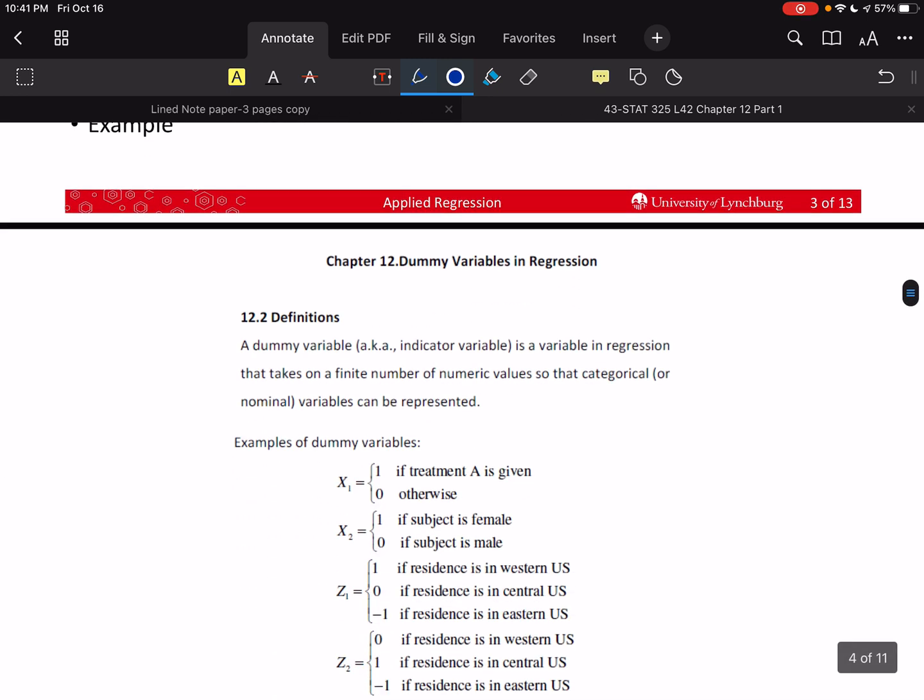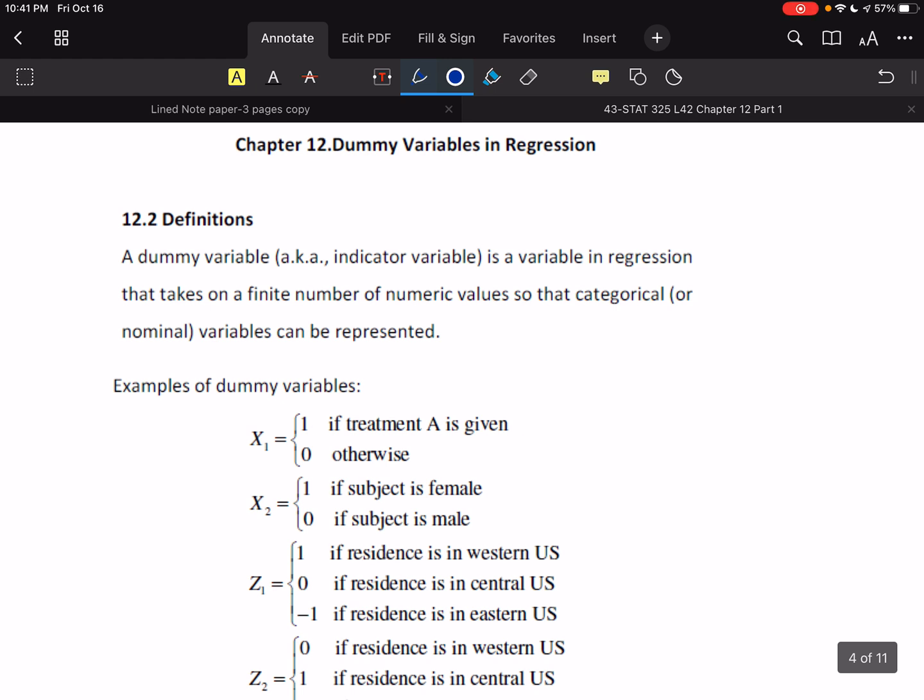Okay? So we have an indicator variable or dummy variable. It takes on a finite number of numeric values. In other words, we can take a categorical or a nominal variable and represent it. So something like male and female, those are not numbers, so we could say 1 if the subject is female, 0 if it's male. Okay? And here's another example. If treatment A is given, we would give it a value of 1 and 0 otherwise.